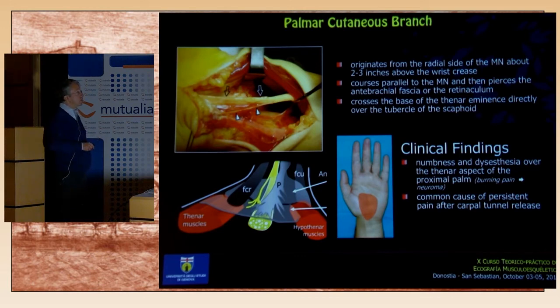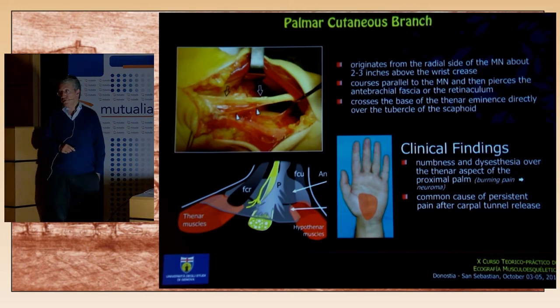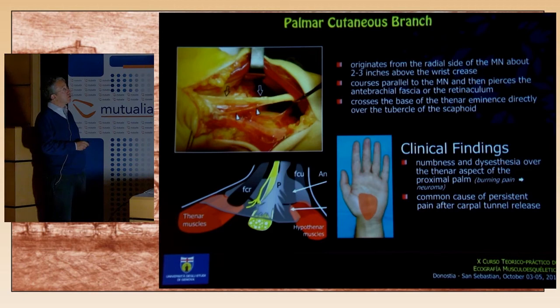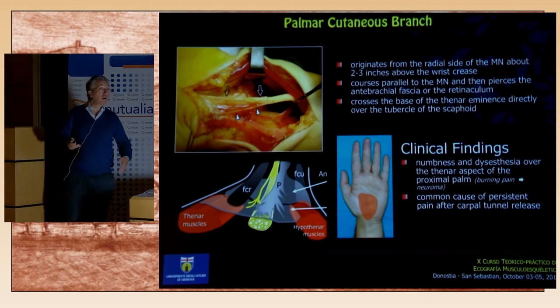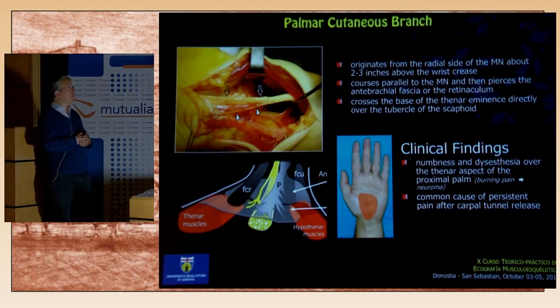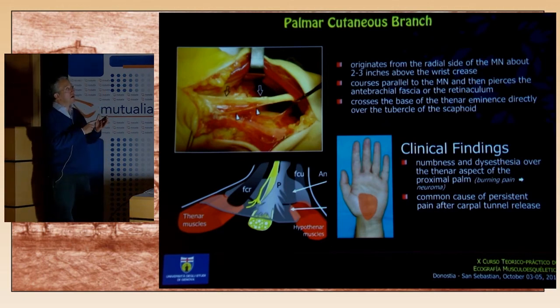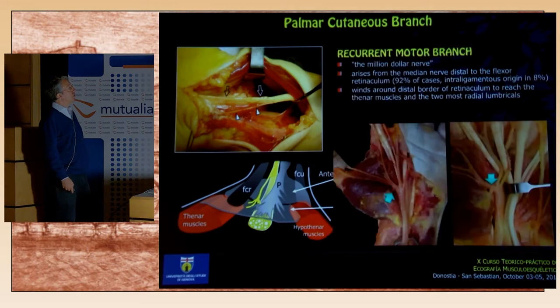This nerve branch is very well known by orthopedic surgeons, especially because it may be damaged during carpal tunnel release if the surgeon selects a too radial surgical access, because this is radial relative to the position of the median nerve. So in these cases, the patient has a complete improvement in the symptoms, in the finger symptoms, but there is pain or some sensory disturbances at the level of the proximal part of the palm.